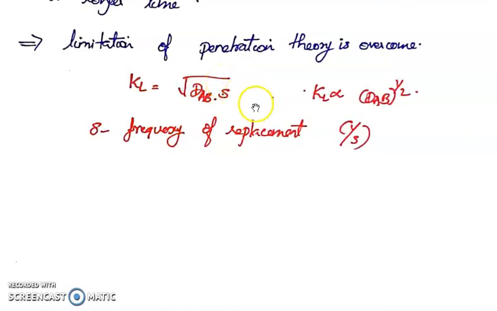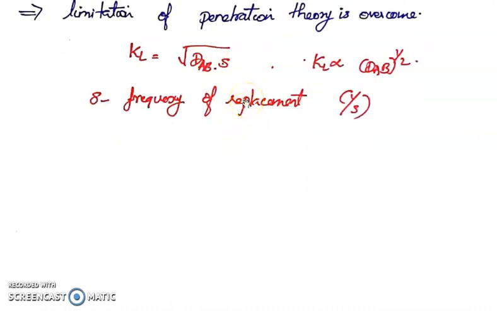there is a little difference. This is another way of determining the mass transfer coefficient, because if we know the mass transfer coefficient, we can easily quantify the rate of mass transfer.